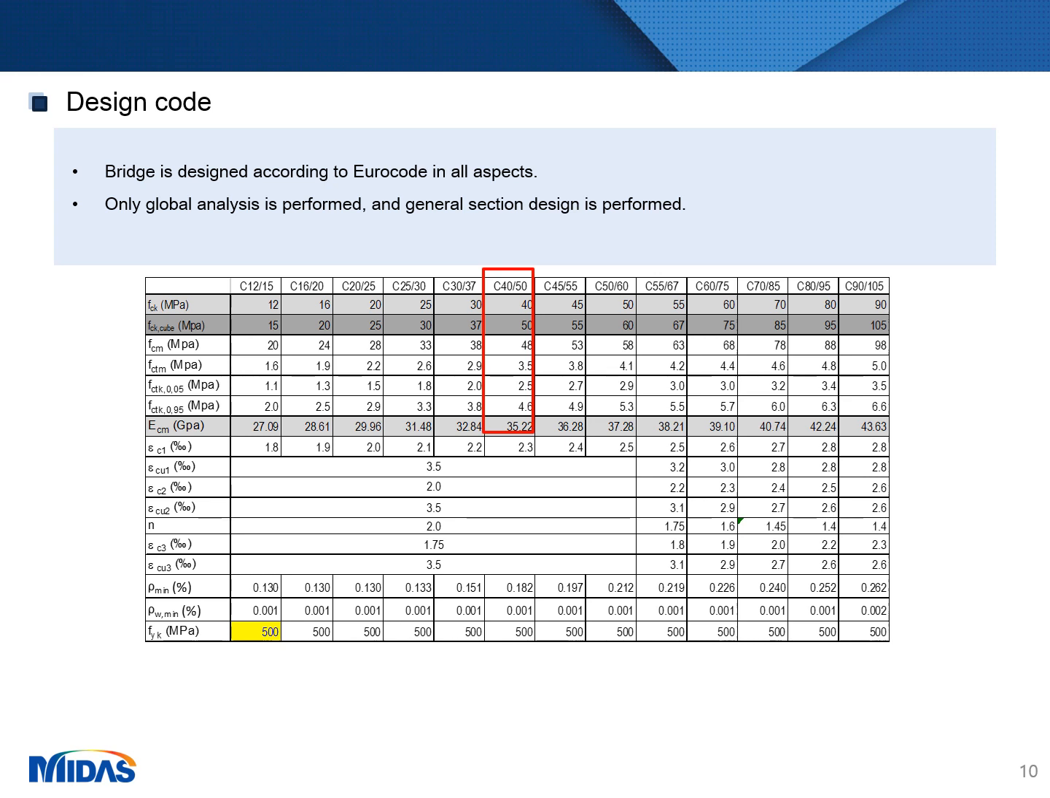So as I've mentioned before, we're using Eurocode in all aspects of the design for this bridge, and only global analysis is performed, and general section design is performed for the superstructure only. So here are some standard values for the concrete that is generally used. Here are our values of interest for our superstructure design.